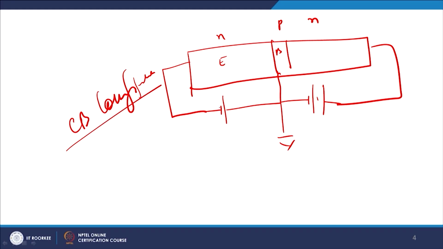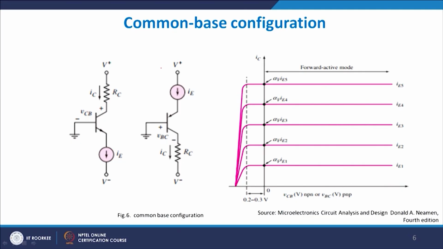As you can see, we have already discussed this time and again. This is VBB, let us suppose, and this is VCC, and you can vary both of them and get a large amount of characteristics out of it. So for common base configuration, as the name suggests, when we plot for an NPN, VCB, collector to base, versus IC.